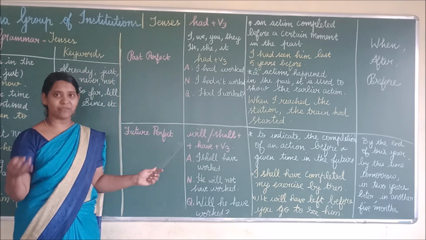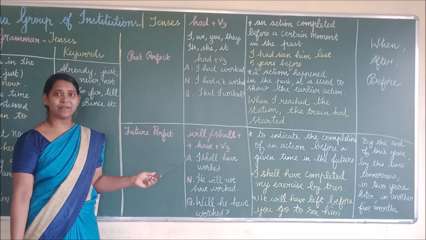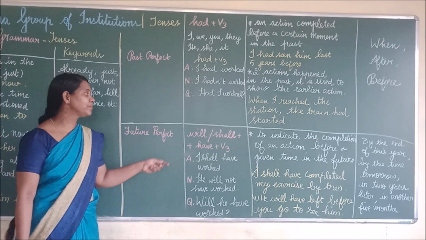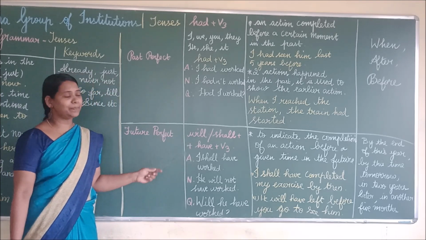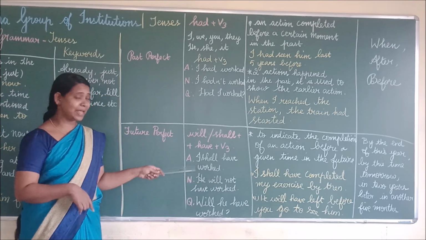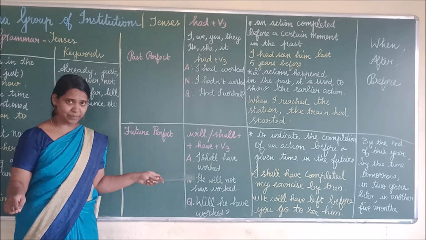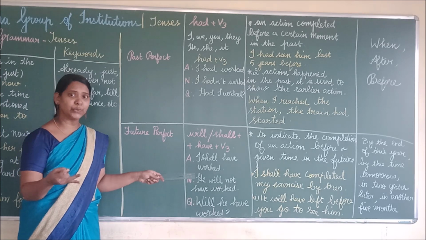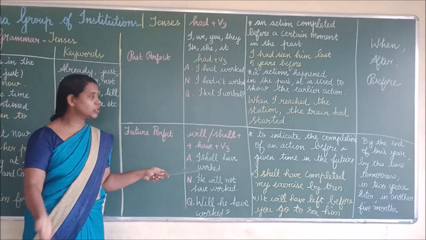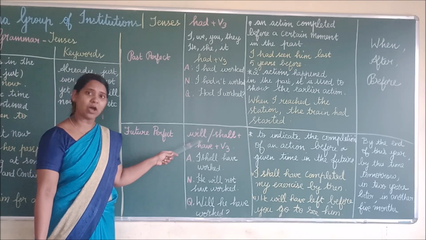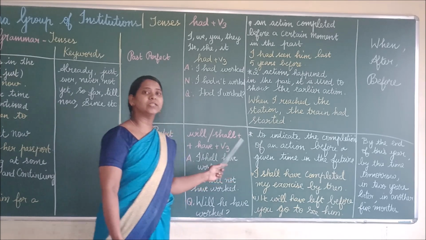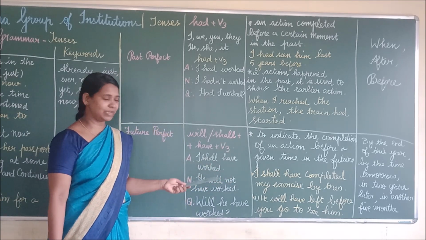For I, he, will plus have plus verb 3. He, she, it, you, they, will plus have plus verb 3. For I, we, shall plus have plus verb 3. For I also you can use either will or shall. Is this clear?